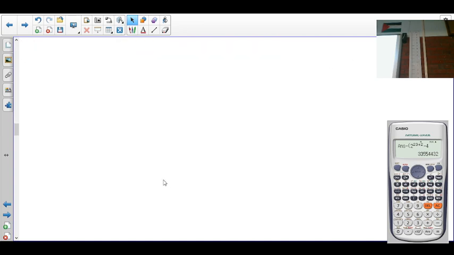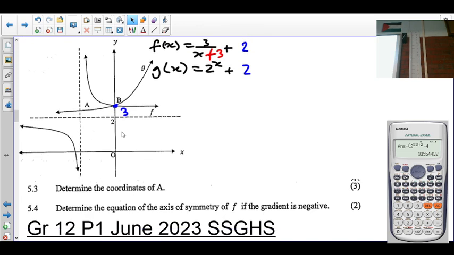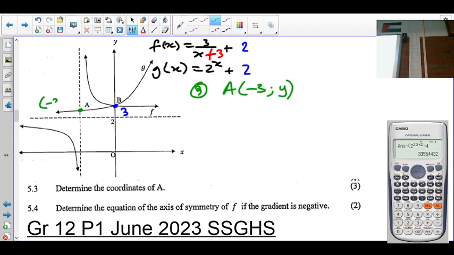Right, so the next question is 5.3.4. Here we are told to determine the coordinates of A. So for A, we already know what the vertical axis or asymptote is. That it has a vertical asymptote of x is equal to minus 3. So the coordinates of A is negative 3 and some y value. Can you see that? Negative 3 and some y value.